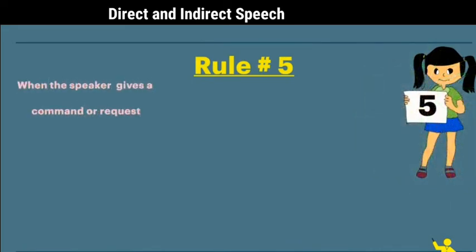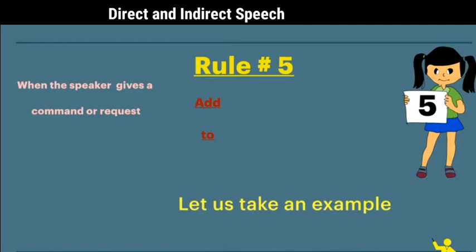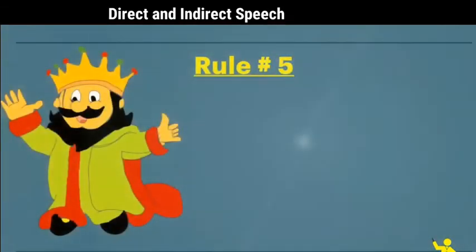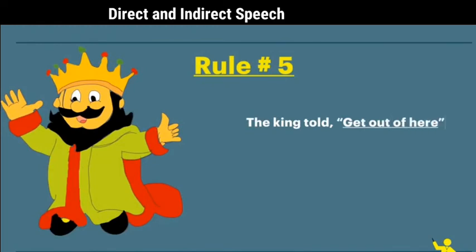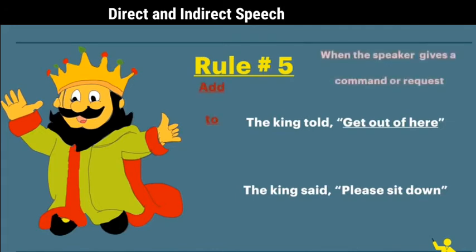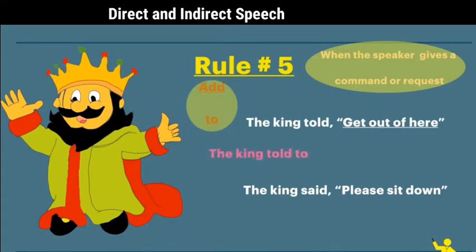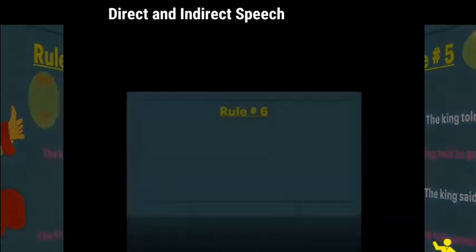When the speaker gives a command or a request, what we need to do is add to. Let us take an example. The king told, "Get out of here." The king said, "Please sit down." Now all these are types of sentences that put a command or a request. So such sentences you need to add to it. The king told to get out of there. The king requested to sit down.